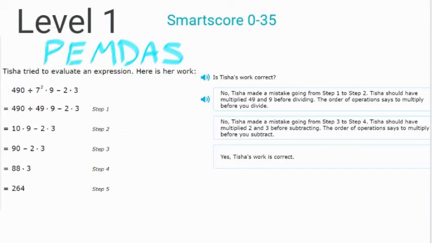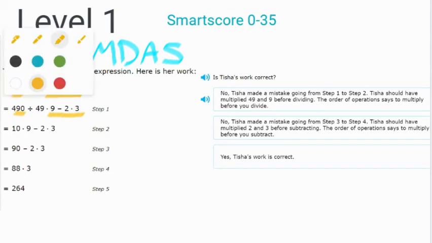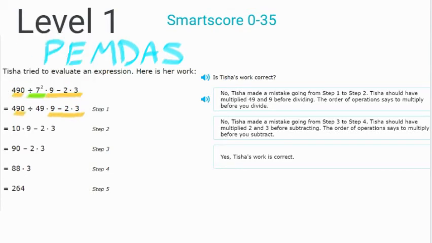So again, from what stuck around from the previous problem, the timesing by 9 and then the minus 2 times 3, the 490 stayed. So it looks like the thing that changed was right in here. And it looks like they squared 7 or raised 7 to the second power. And that's not the very first thing, but that's okay because there were no parentheses or grouping symbols. So far, step 1 looks pretty good to me.